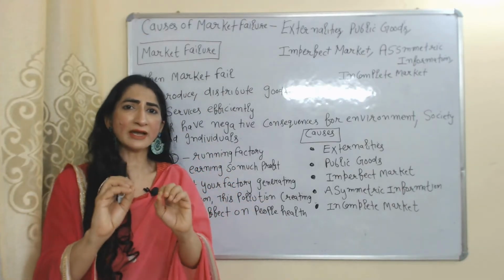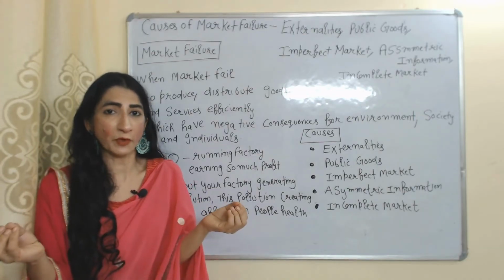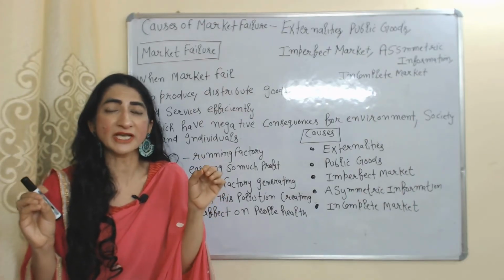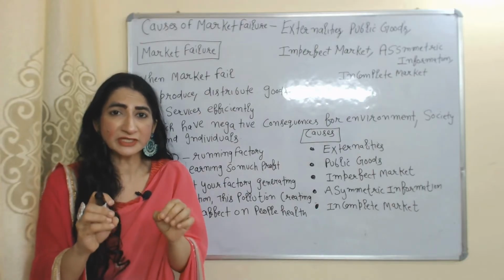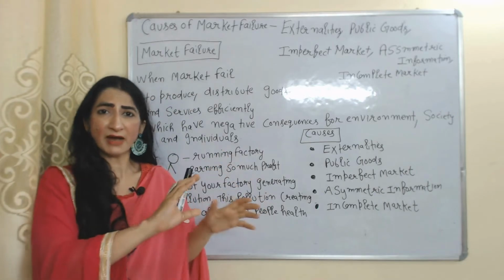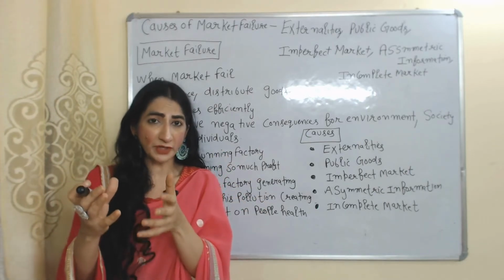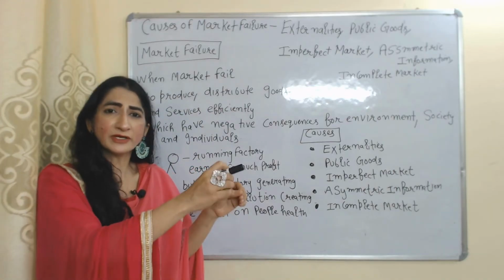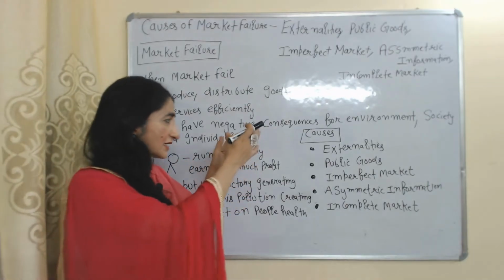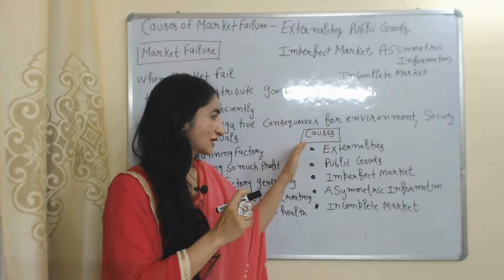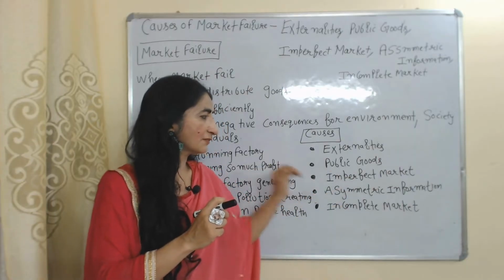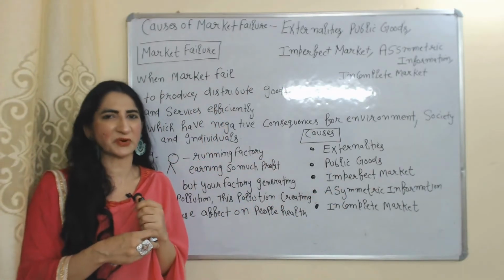For example, you are running a factory and earning a lot of profit. This is beneficial for you, but your factory is generating so much environmental pollution, and this pollution is creating an adverse effect on the health of people. Here you can see our market is not performing efficiently because the production is creating a harmful effect on the health of people. So we can say that in this case our market will fail. And there are many causes of market failure: externalities, public goods, imperfect market, asymmetric information and incomplete market. One by one we will discuss each.